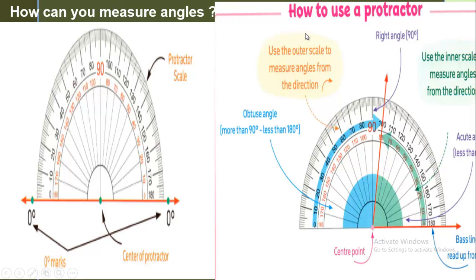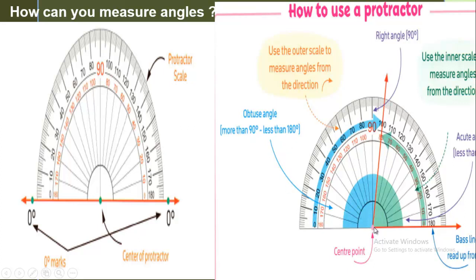How to use a protractor? Here we have 90. It is a right angle. Use the outer scale to measure the angle from this direction. From this direction we use 0, 10 on this outer scale, and from this side we use the inside scale to measure these angles. An obtuse angle is more than 90 degrees and less than 180 degrees.